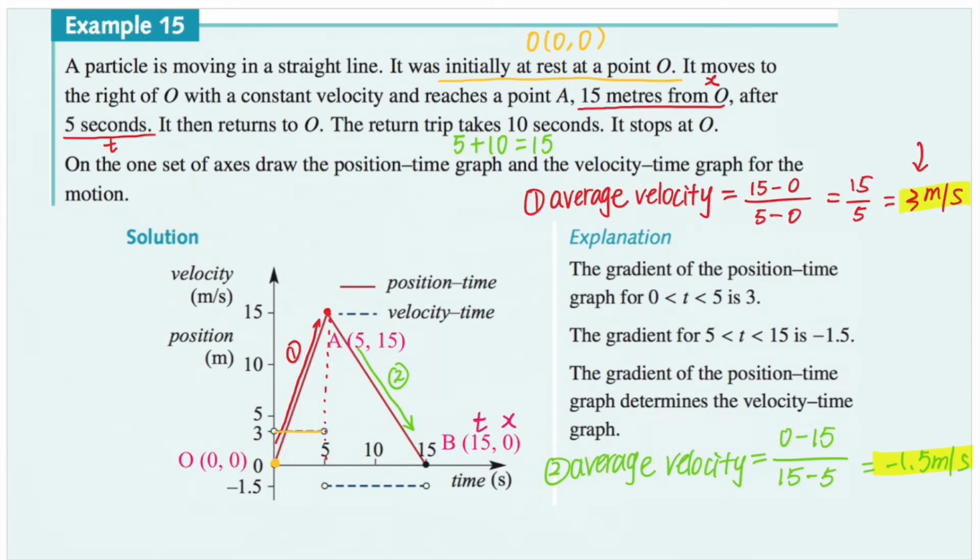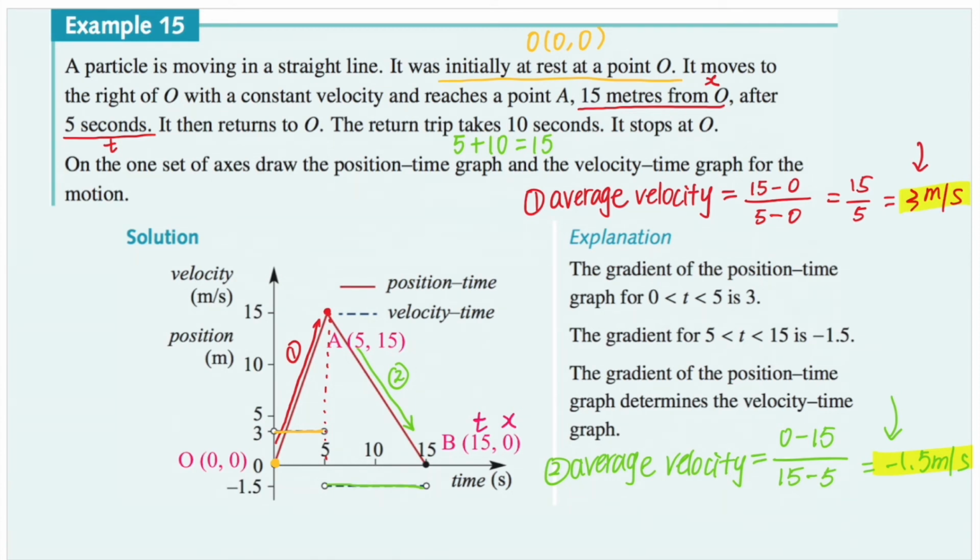So for the time interval 0 to 5, the average velocity is going to be 3 meters per second. So you just need to draw a straight line indicating your average velocity in this case. For our return trip, the average velocity is a negative number. So that's why it should be below the x-axis.